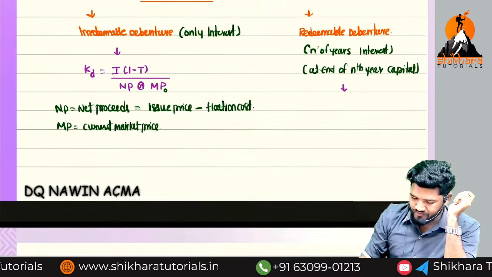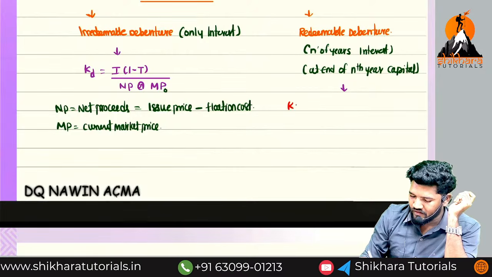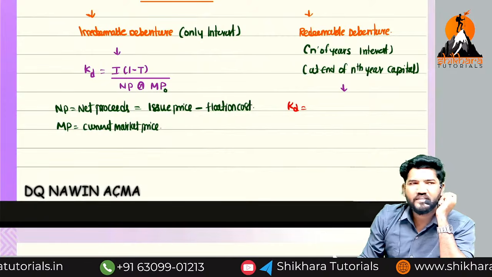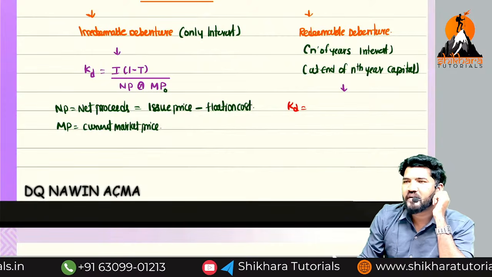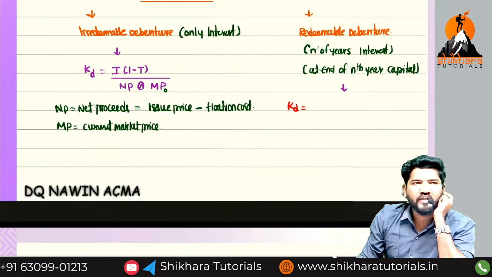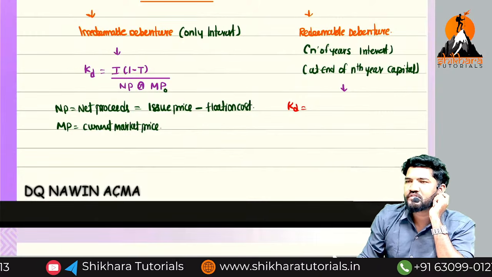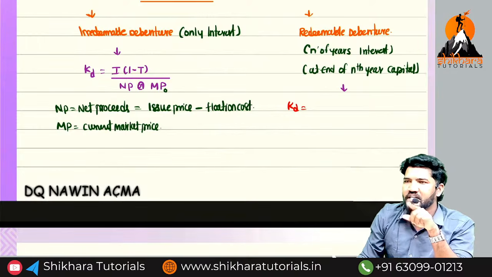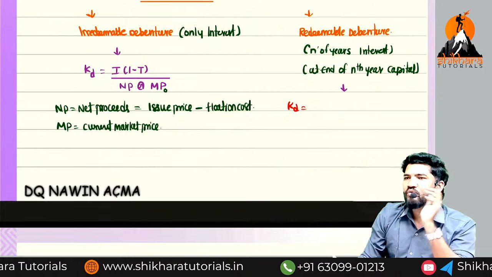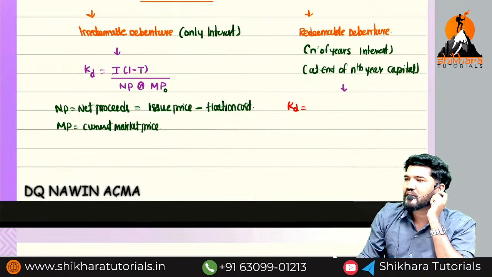Next, redeemable debentures. Same calculation or different? When it comes to irredeemable debenture, only one payment is there. What is that? Interest. Interest is a revenue expenditure only. But when it comes to the redeemable debenture, I am doing two payments. What are the two payments? Interest, which I am paying every year as well, and capital. Now when it comes to the capital, I am not paying the total every year, but I will do accounting for every year.